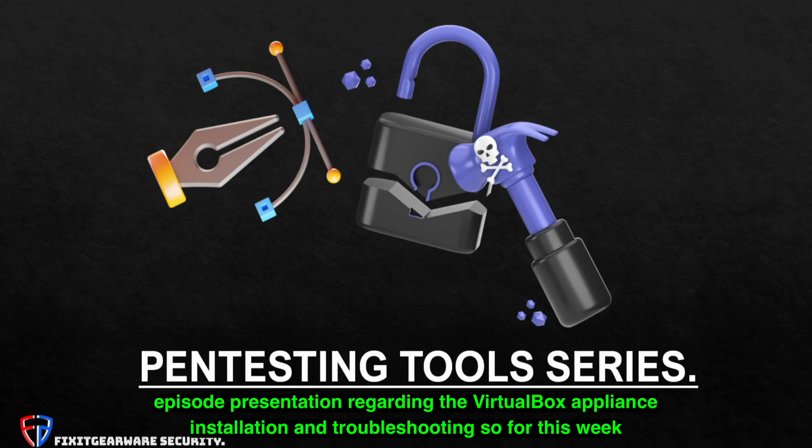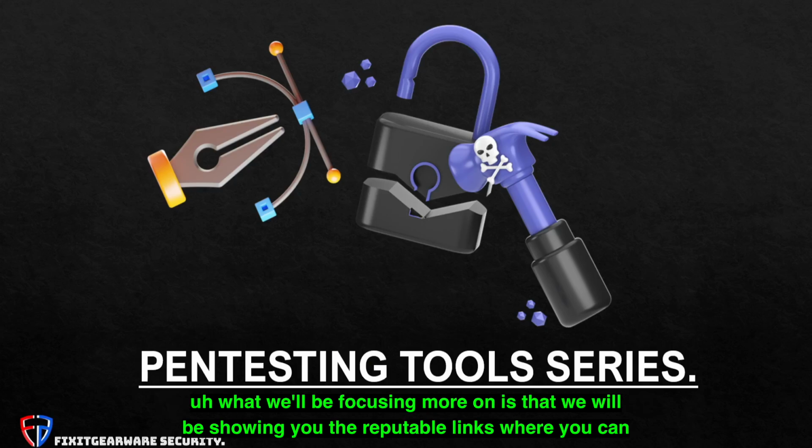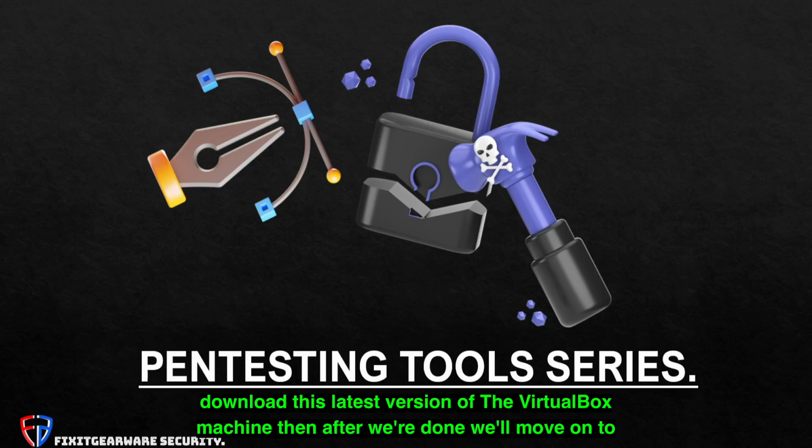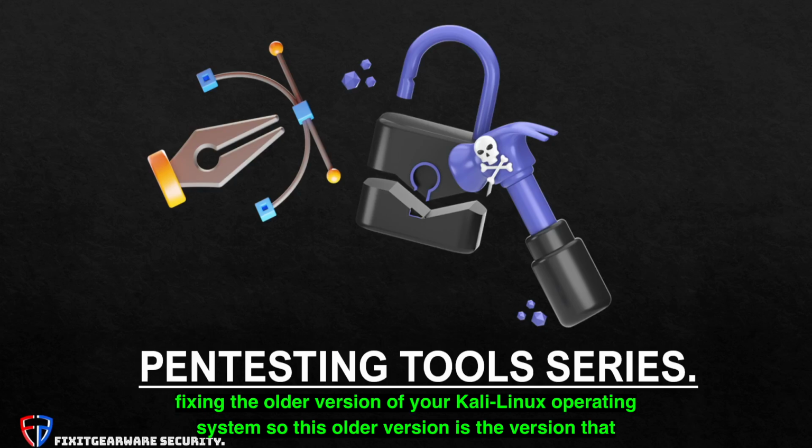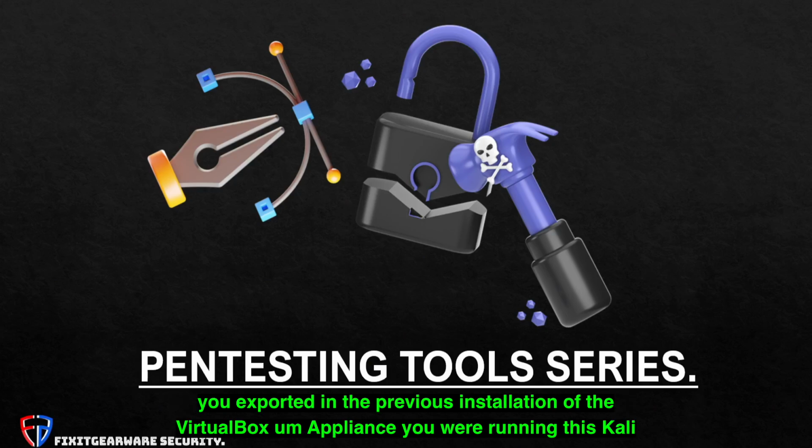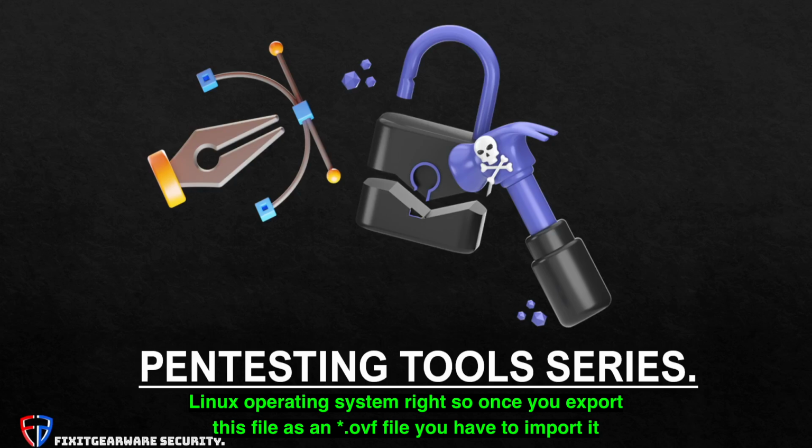For this week, what we'll be focusing on is showing you the reputable links where you can download the latest version of the VirtualBox machine. Then after we're done, we'll move on to fixing the older version of your Kali Linux operating system. This older version is the version that you exported in the previous installation of the VirtualBox appliance. You were running this Kali Linux operating system, right?